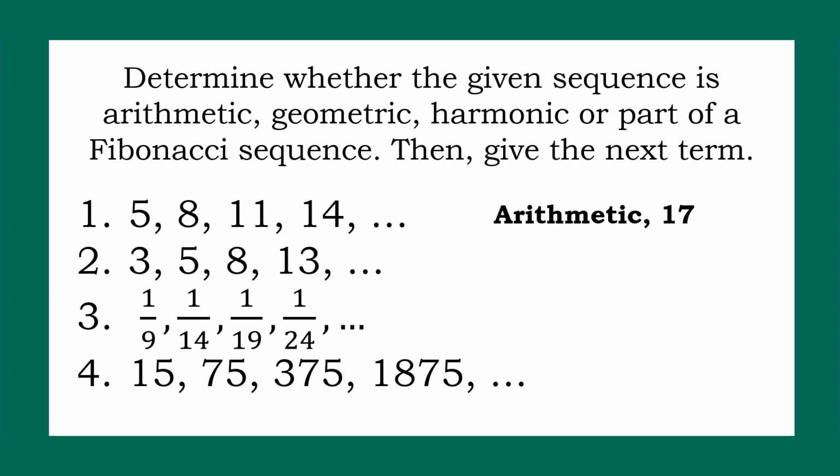This is an example of arithmetic sequence, and the next term is 17. This is an arithmetic sequence because it differs by the same constant, which is called the common difference, and that is positive 3. For number 2, we have 3, 5, 8, 13. What type of sequence is this?